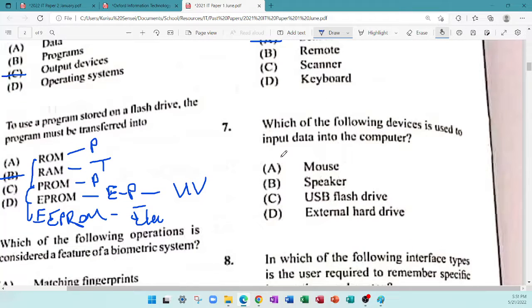7. Which of the following devices is used to input data into the computer? Mouse. The mouse is the only input device here. The speaker is what type of device? Output. The flash drive? Storage. Yeah. And the hard drive? Storage.